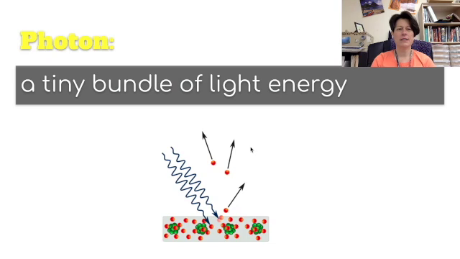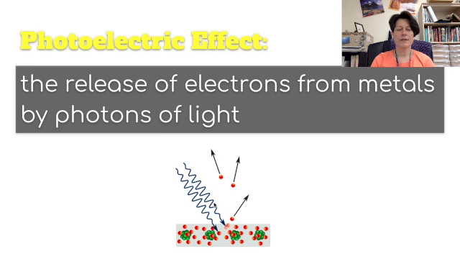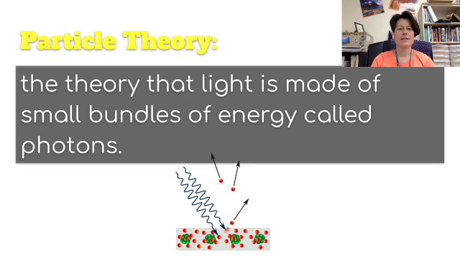So what they called this is the particle nature. Forget that this is a wave and see these particles here. It's a photon, a tiny bundle of light energy that's knocking the electrons out. The photoelectric effect is what this is called. It's the release of electrons from metals by photons of light. So it has a name. And this is also called the particle theory. This is the theory that light is made of small bundles of energy called photons.